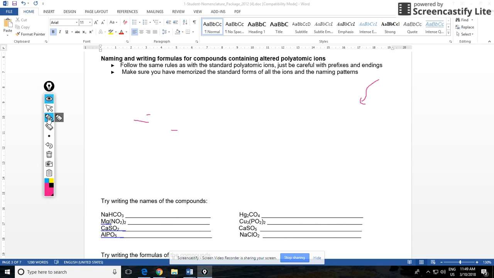NaHCO3. Your first step is to name the metal. The metal is sodium. Your second step is to name the polyatomic ion. So underline the polyatomic ion, it has the H and the CO3. You know that CO3 is carbonate and there was an H added to it. If only one H was added to your carbonate, we would call this sodium hydrogen carbonate, or you could say bicarbonate. Bicarbonate, or hydrogen carbonate.